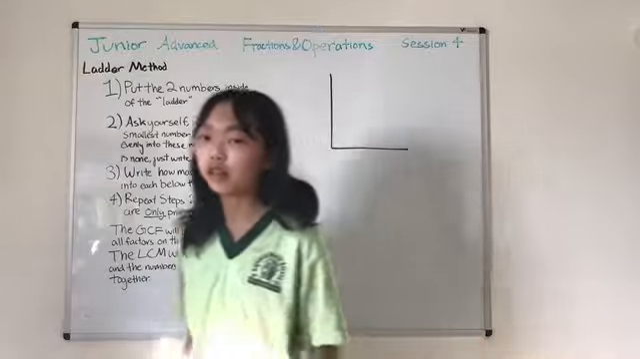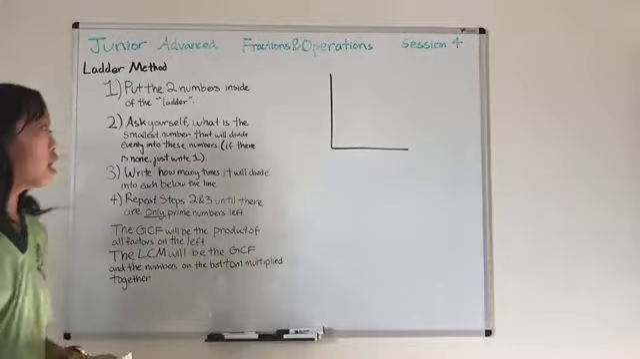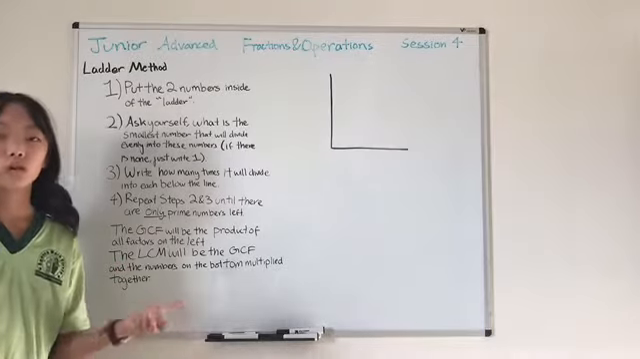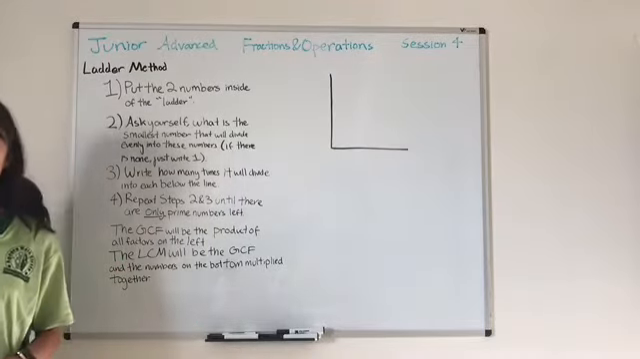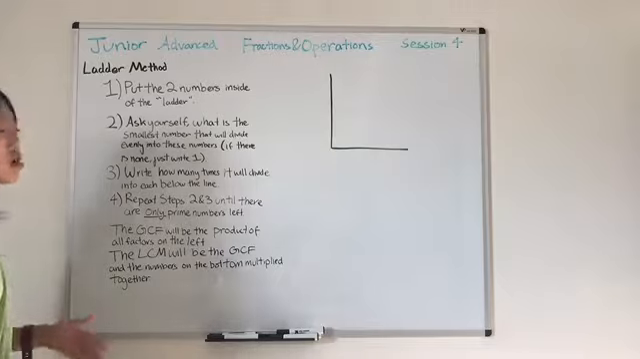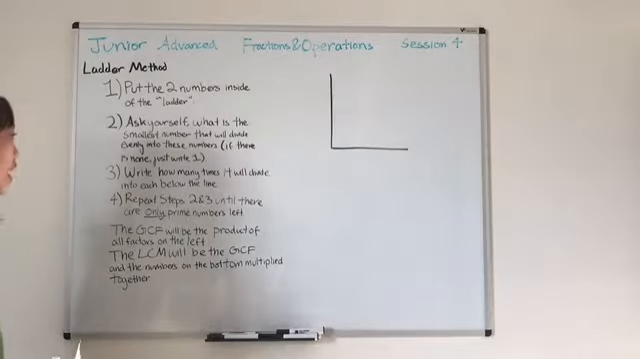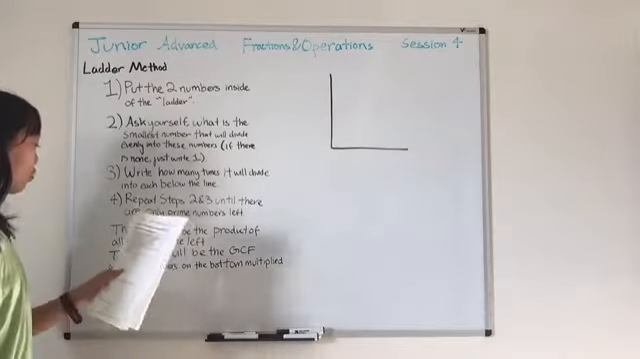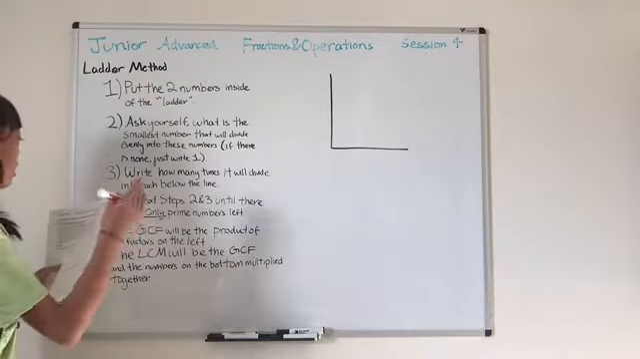So let's get started. First, we're going to learn about a common method used to find the LCM, or least common multiple, and the GCF, or the greatest common factor. And that's called the ladder method. So today we're going to be going over that. So first, let's look at the steps.